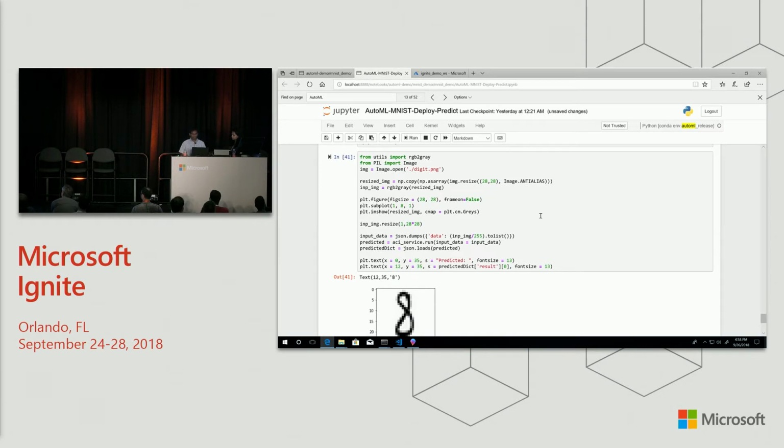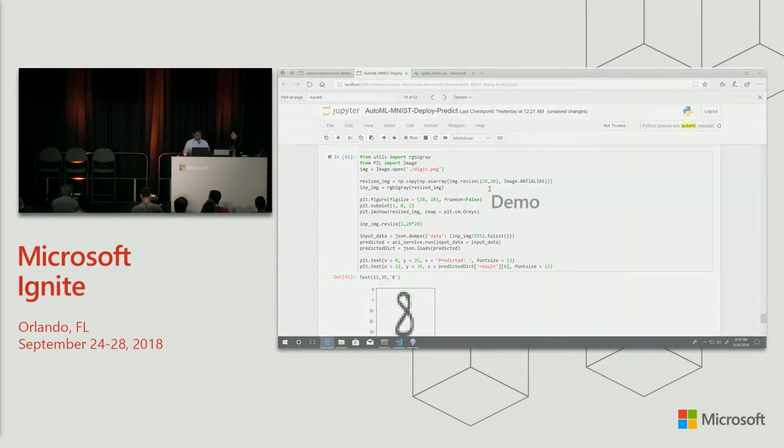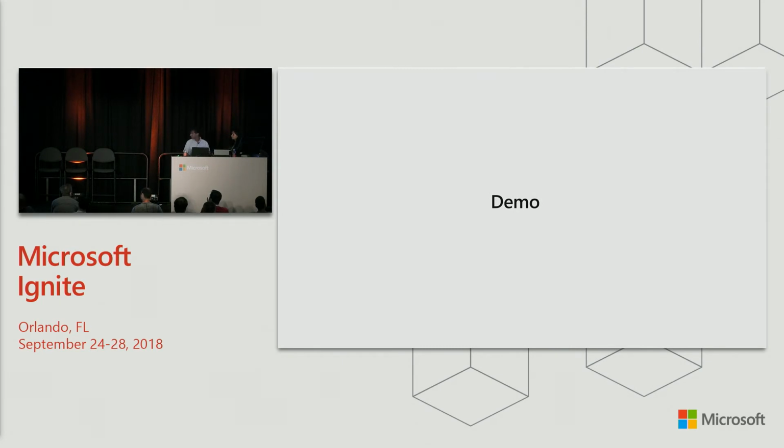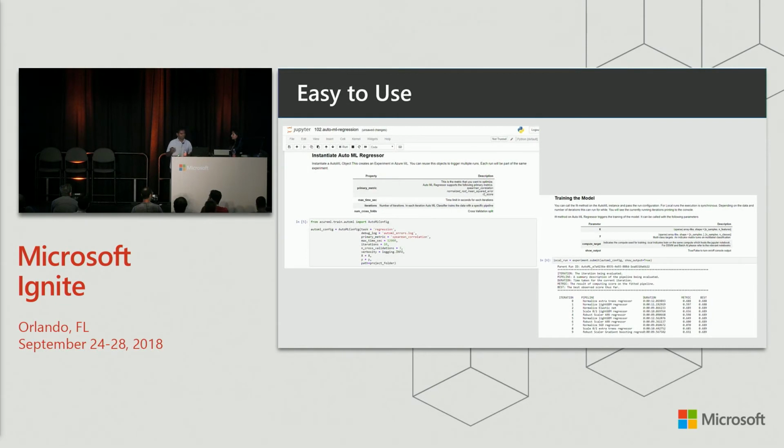As you can see, with just a few lines of code, you can build a machine learning model, deploy it, and use it for your predictions. Now let me switch back to my presentation. Really, 2 lines. Configure your automated ML and run.